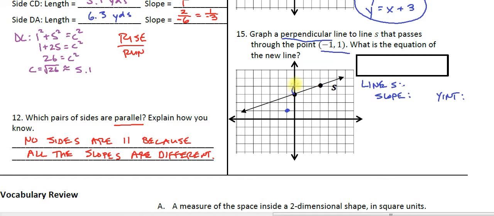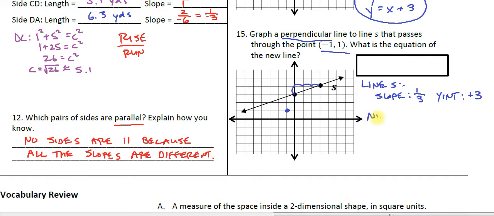+1 on the y-axis, so it's slope of 1 over, and then we're going to move positive 1, 2, 3 on the x-axis. So our slope is 1 over 3. And our y-intercept, here's our origin. We cross the y-axis at 1, 2, 3. So our y-intercept is actually positive 3.